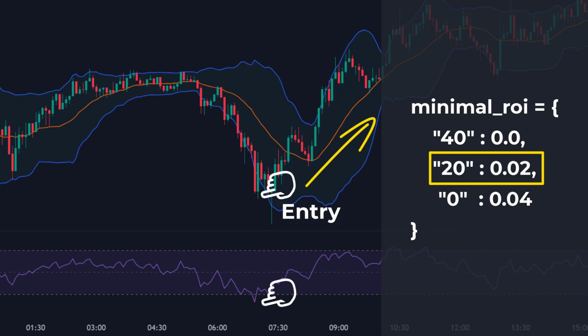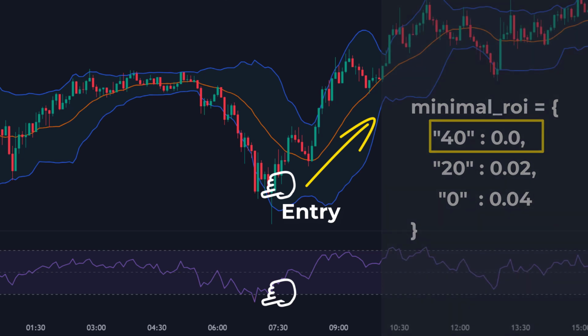If a 2% profit is achieved, trigger a sell. This secures a small profit if market conditions are not ideal. At 40 minutes, aim to break even. If the 2% profit hasn't been achieved, sell when the trade is at no loss. This prevents possible losses if the market turns unfavorable.